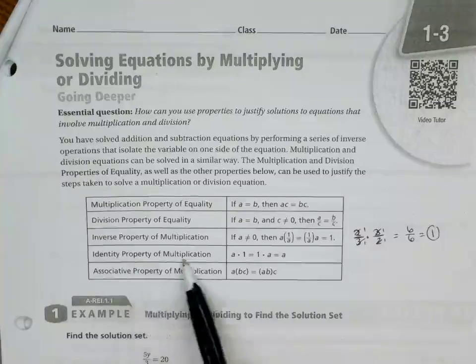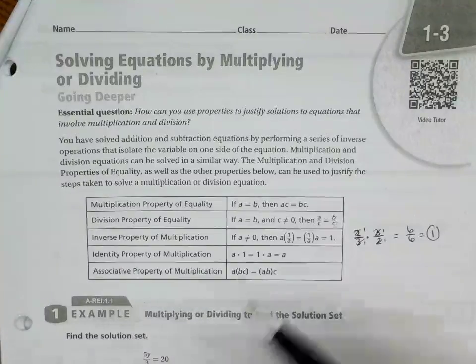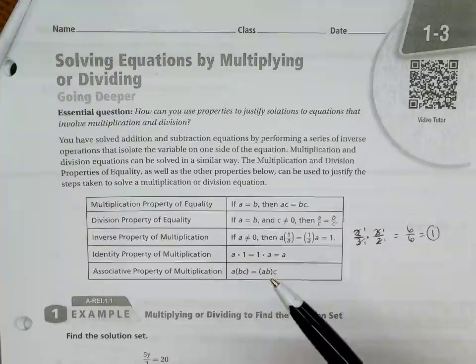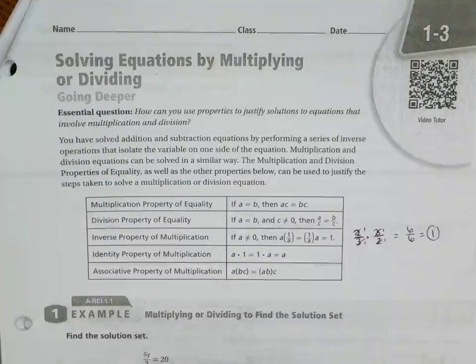Depending on which textbook you're in, they name it differently. Identity property of multiplication. Any number times 1 is itself. Remember the addition property? The identity property of addition was any number plus 0 is itself. With multiplication, any number times 1 is itself.